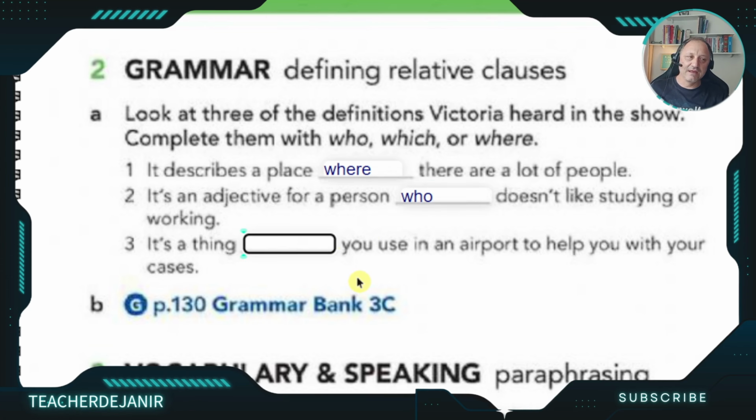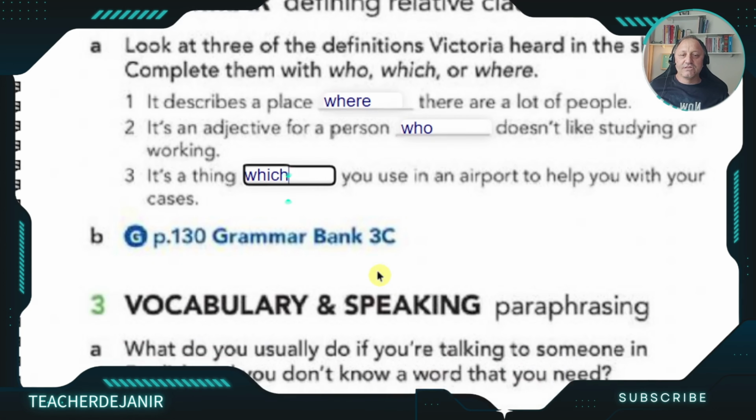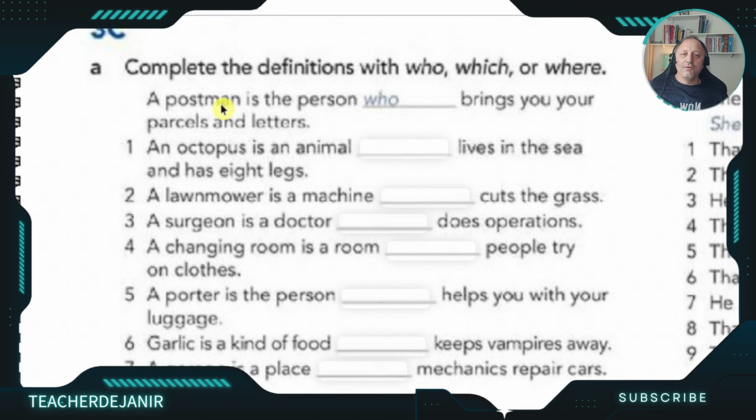It's a thing which is used in an airport to help you with your cases. Let's go to the grammar. Complete the definitions with who, which, or where. For example, a postman is the person who brings you your parcels and letters.